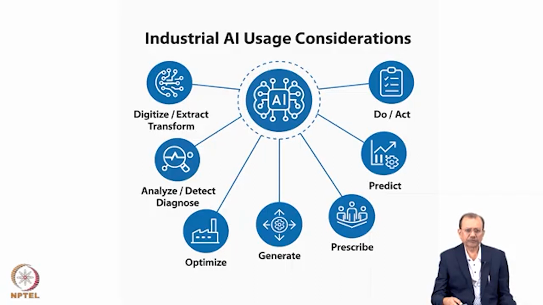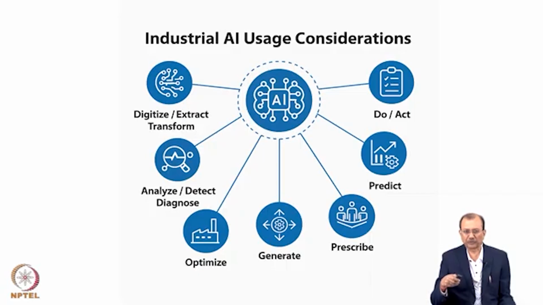If you would like to see the life cycle of these technologies, first of all, you digitize what you are going to see, like we have digitized this photo of the dog, and then we extract and transform. Then the next function is analyzing. The deep learning or machine learning algorithm will analyze that, and then it will optimize that. Then it will generate the new picture or whatever you want, and then it will prescribe. It will predict, and then it will take action.